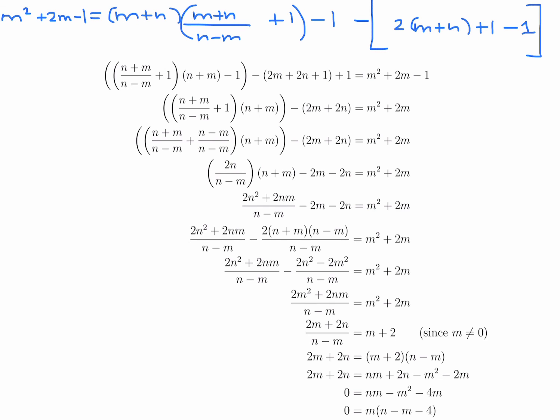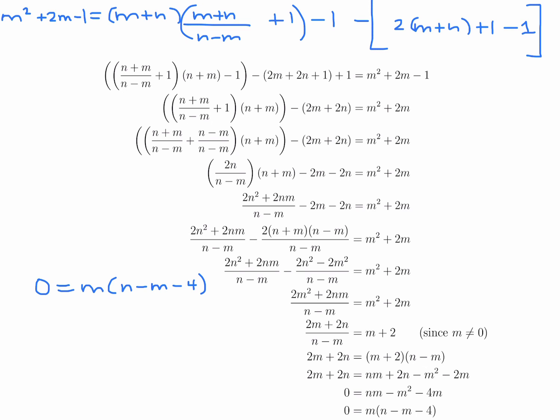And there you go. There's a simplification. I don't think you want to hear me go through all of this. That would be very painful. I encourage you to do this on your own, and when you do, you get to this very nice result at the very end. That 0 is equal to m times n minus m minus 4.